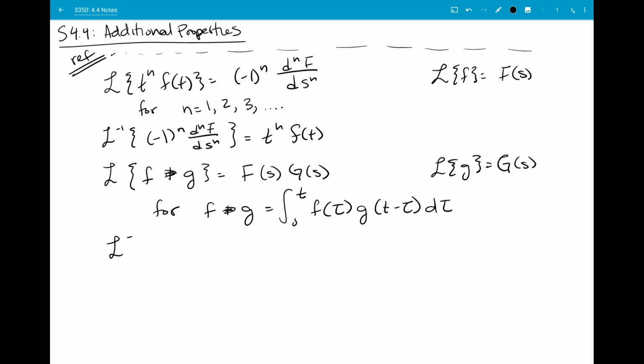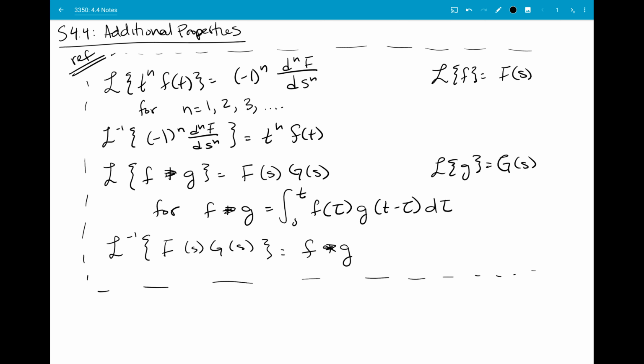And then the inverse of that property is that the inverse Laplace transform of a product of two functions is that special convolution star operation. I'm going to put that in a box. Hopefully you put that somewhere that's going to be handy to refer back to.